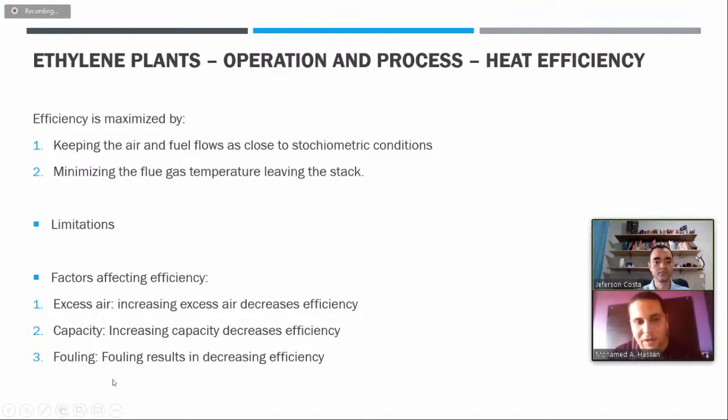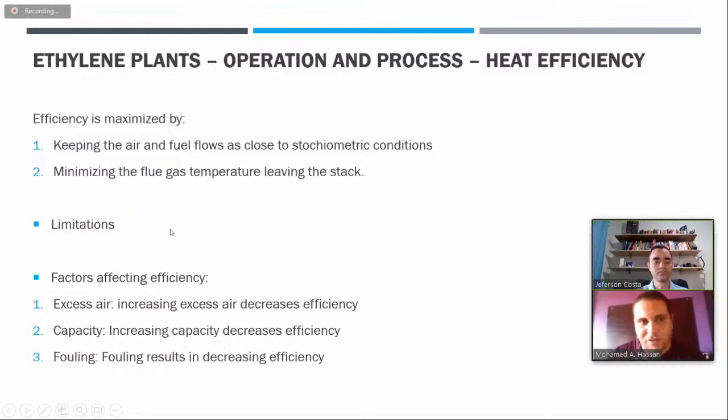The fouling inside the coils would affect our efficiency because we need more fuel to adjust the coil outlet temperature. So we need more fuel, and also the flue gas temperature leaving the stack would increase. So the efficiency of the heaters would decrease.